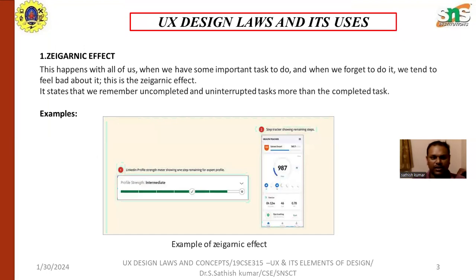First one is the Zeigarnik effect. This happens to all of us when we have an important task to do. When we forget to complete it, we tend to feel bad about it. This is the Zeigarnik effect. It states that we remember uncompleted and interrupted tasks more than completed tasks. See this: first, the LinkedIn profile strength meter showing one step remaining for the expert profile. Second, a step tracker showing the remaining steps, which is based on the Zeigarnik effect.